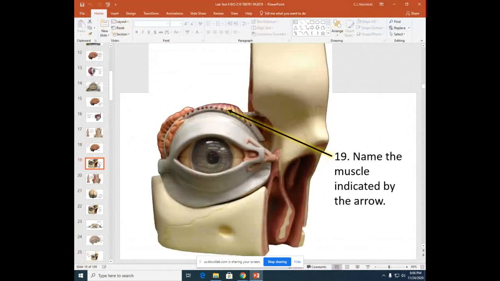Very good. All right. Back to the eye. Name the muscle indicated by the arrow. Okay, it's pointing to something red, up there on the top. And you can see what it's attached to, giving us an indication as to its function, which will help us figure out its name. All right, so what are you folks thinking? What muscle is that? Yep, levator, because it elevates. Palpebrae, the upper eyelid, superioris. Levator palpebrae superioris. This is the one that opens your eye.